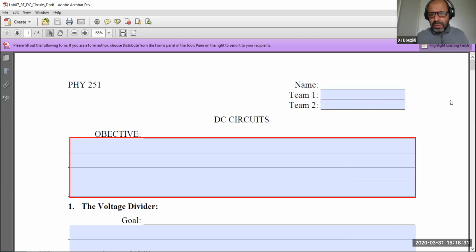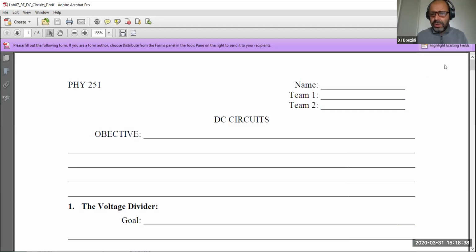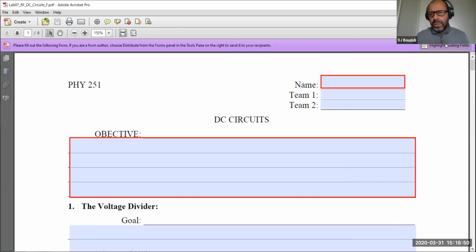Now there are two types of fields in here. There's the red fields and there is not the red field. When you don't highlight, this is how the file looks. It looks kind of similar to any other regular PDF file. But when you see in here, it says highlight existing fields, it's going to tell you where you need to go and start putting information. So it's a good practice to turn on this button in here, okay?